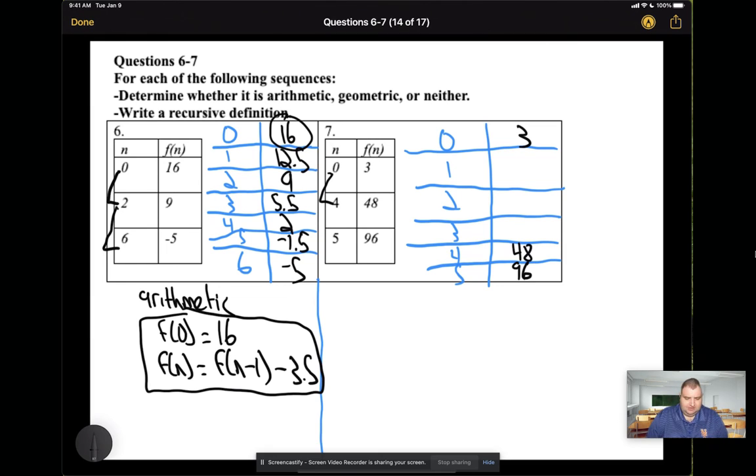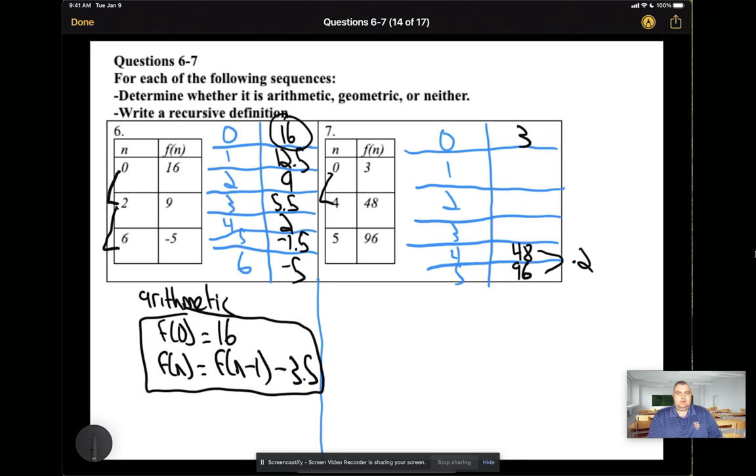Number 7 looks interesting. It looks like it could be a geometric sequence, but let's double check here. If I go from 48 to 96 in term 4 to term 5, going from 48 to 96, I believe that is multiplying by 2, but I'm going to double check with a calculator just in case. Is 48 times 2 equal to 96? And it is. So I'm going to see if I start at 3 and I multiply by 2 each time, is that going to work?